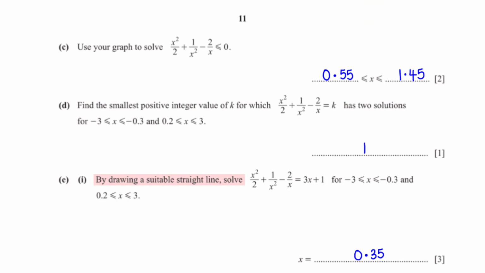By drawing a suitable straight line, solve x squared over 2 plus 1 over x squared minus 2 over x equals 3x plus 1 for x is greater than or equal to negative 3 and less than or equal to negative 0.3, and x is greater than or equal to 0.2 and less than or equal to 3. The line we need to draw on the grid is y equals 3x plus 1.